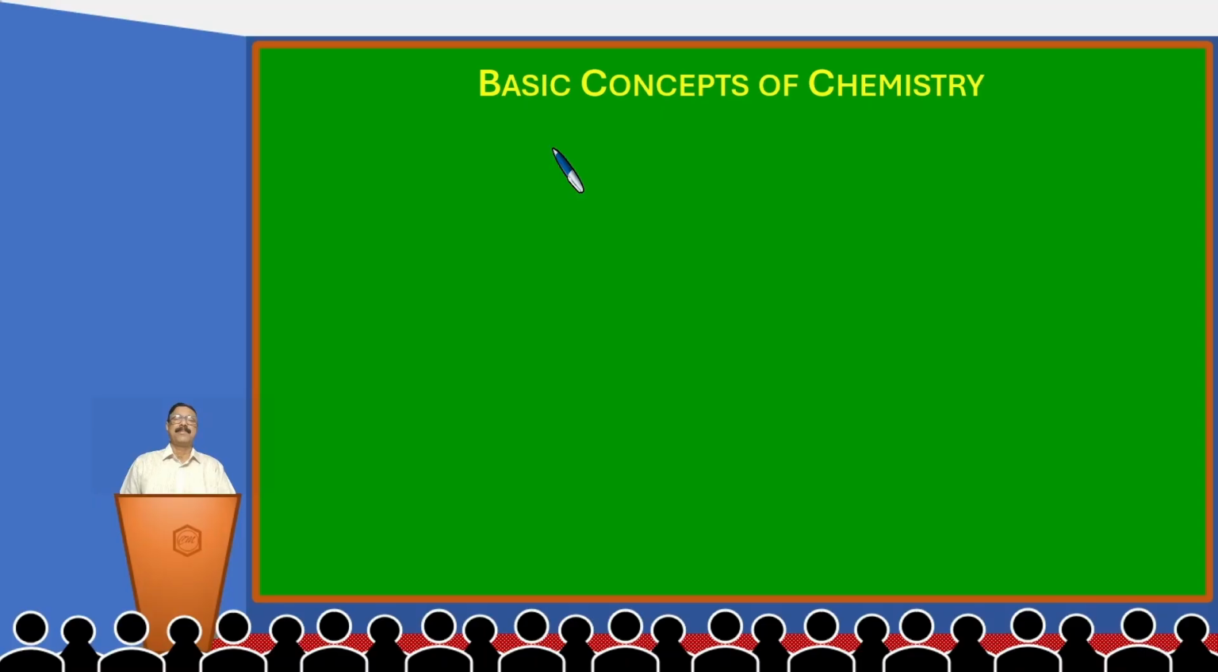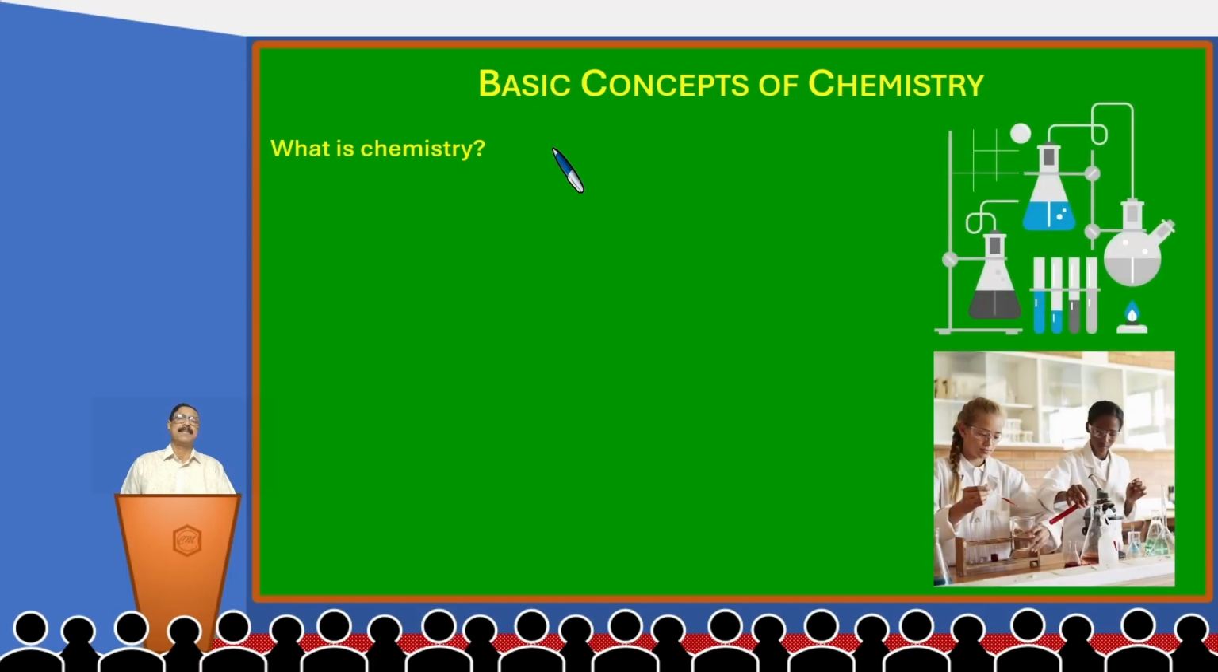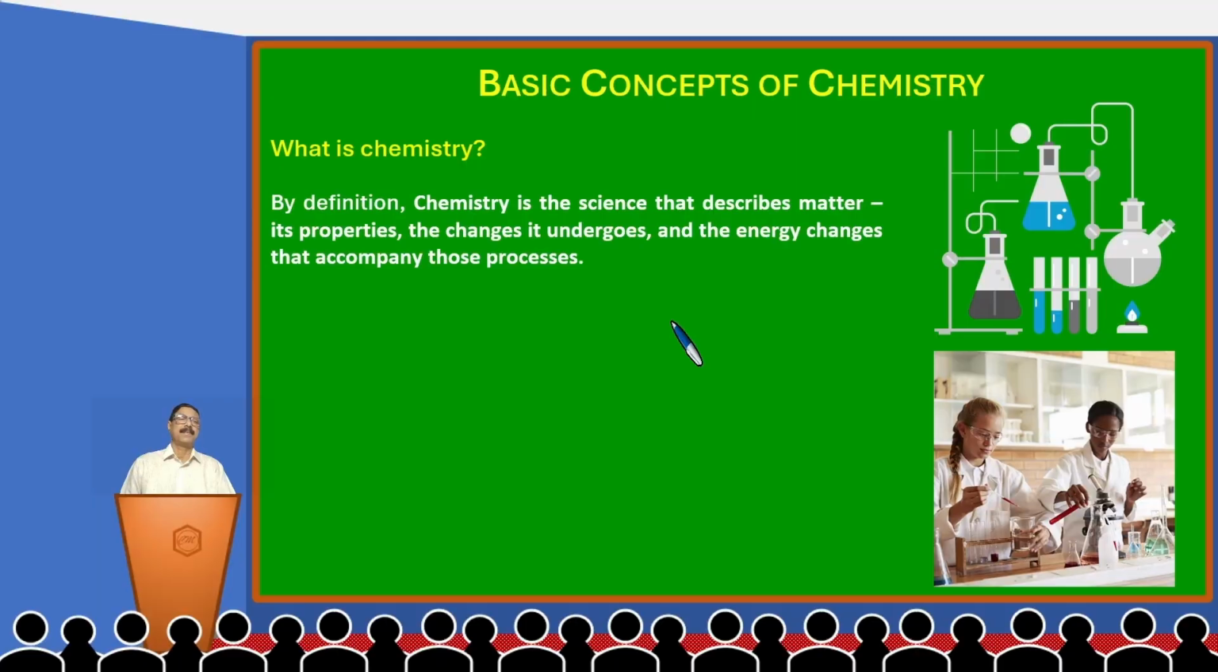Let us start with a formal question. What is chemistry? These are the iconic pictures that come to our mind when we are asked about chemistry: classrooms filled with chemicals and students doing experiments in the laboratory. Okay, coming to a formal answer. Chemistry is the science that describes matter, its properties, the changes it undergoes, and the energy changes that accompany those processes.